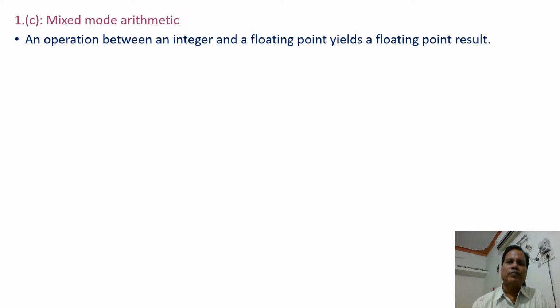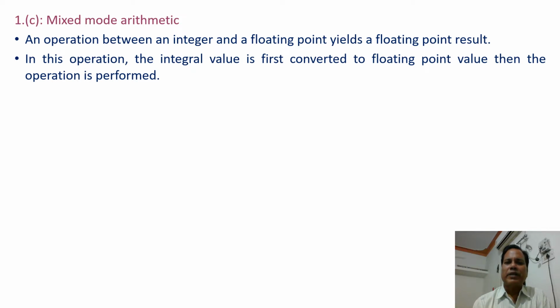Today we will discuss mixed mode arithmetic. First we will try to understand what mixed mode arithmetic is. An operation between an integer and a floating point yields a floating point result. Meaning that in mixed mode arithmetic, out of two operands, one operand is an integer and another operand is a floating point. Then the result after the operation will be a floating point.